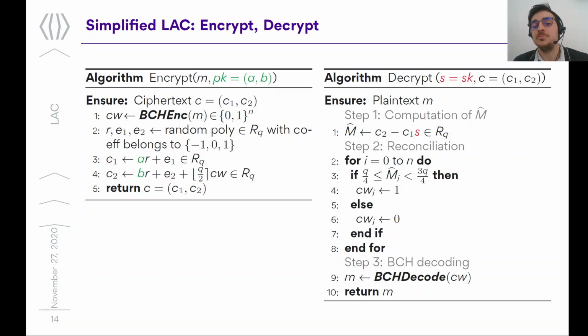For the decryption algorithm, first we compute M hat, which is C2 minus C1S. As previously, this is to reduce the noise in C2 and to obtain Q over 2 times CW plus small noise. Step 2 is the reconciliation step, to compare the coefficient with the blue part and the orange part as previously. So it's Q over 4 and 3Q over 4. If the coefficient is between these values, then the code word coefficient is 1. Otherwise, it's 0. And step 3 is the BCH decoding to obtain the plain text.